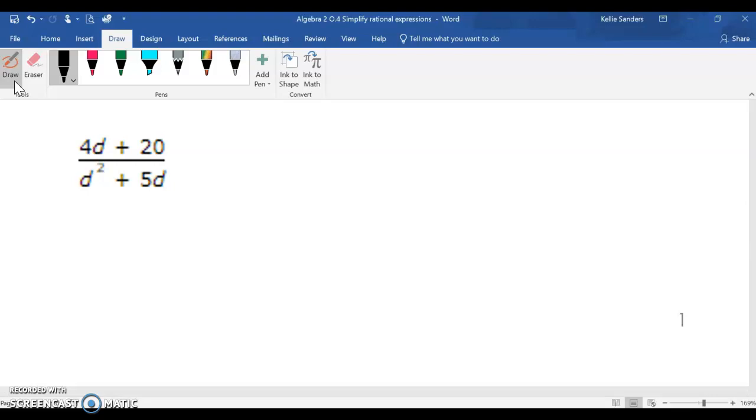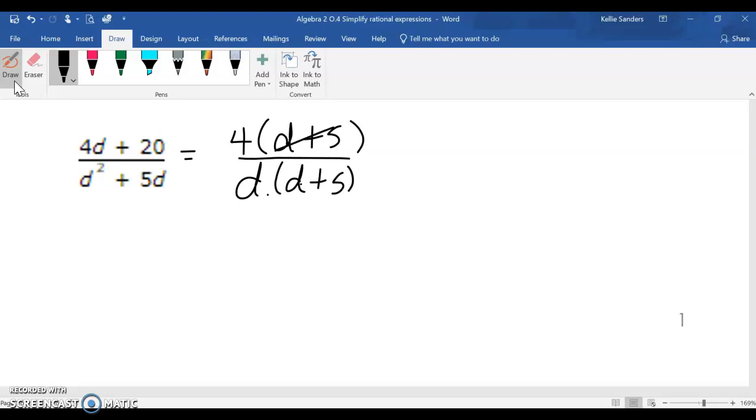Nothing goes into 421 and 5, so we're just going to factor. We're going to take a 4 out, leaves me with d plus 5. We're going to take a d out, leaves me with d plus 5. Those cancel out, and 4 over d is your answer. Aren't these fun? I love them.